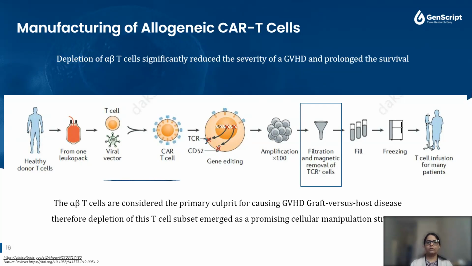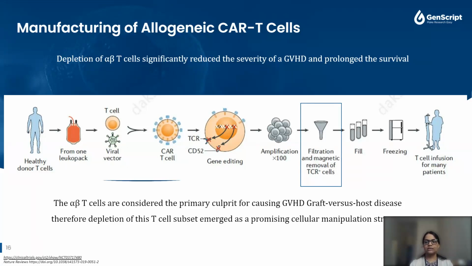So we watched in the video how the Cytosinct 1000 instrument works and how effective it is for positive and negative selection. Now we are talking about the manufacturing of allogeneic CAR T cells, where off-the-shelf allogeneic CAR T cell development has many challenges. One of them is that allogeneic CAR T cells may cause life-threatening graft versus host disease, and the alpha beta T cells are considered primarily responsible for causing this disease.